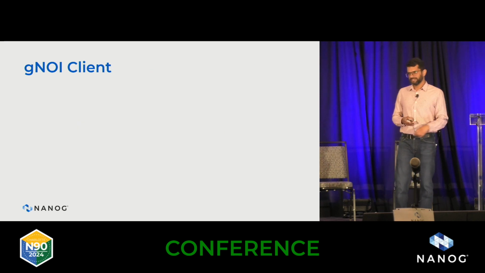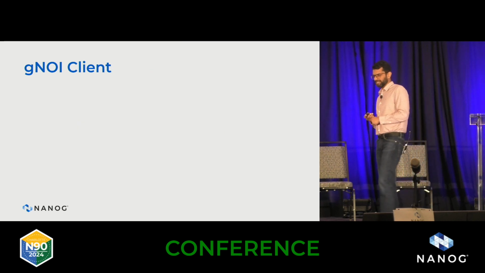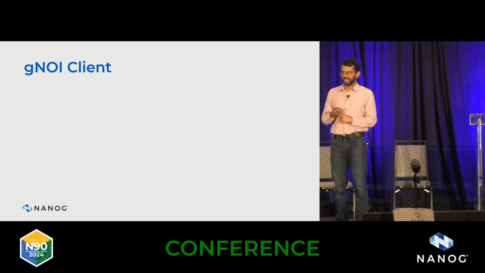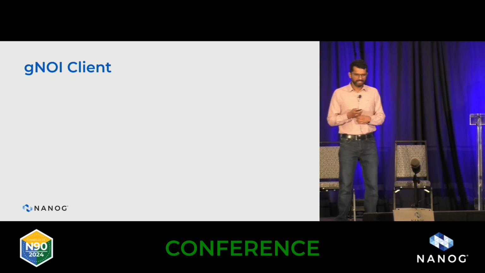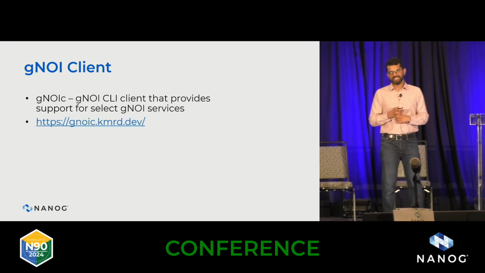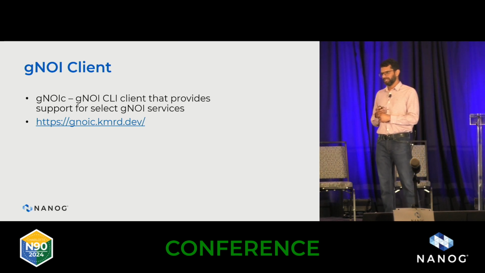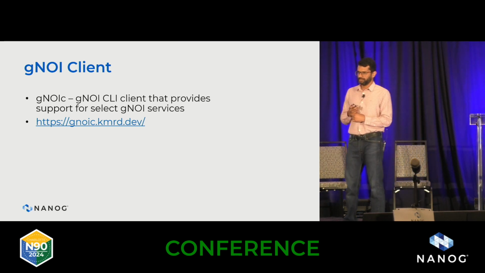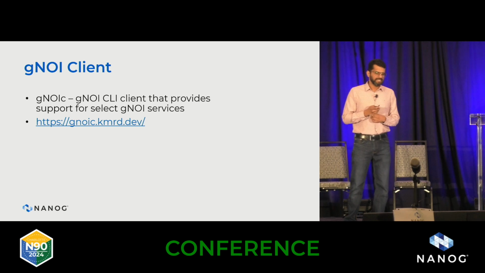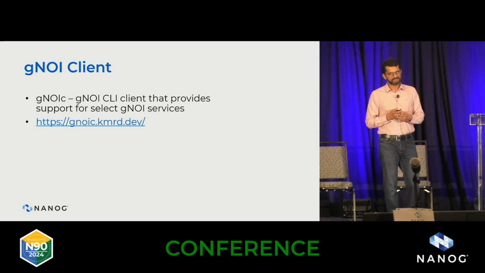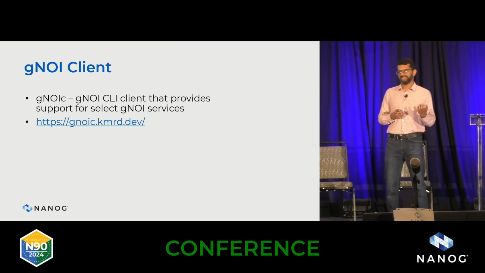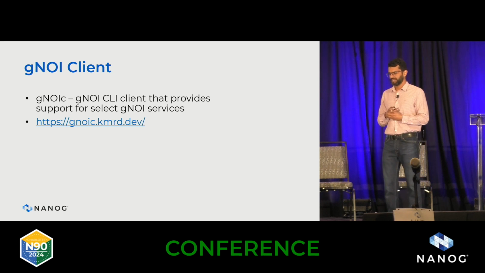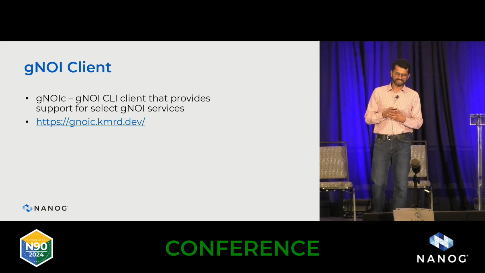Now all these services are good, but we need a client. Right? We need a client that understands gNOI, that talks gNOI. There is a client called gnoic that's developed by Nokia and available for free to download and use, no licensing. That understands gNOI services, and that can be used to send these RPCs to a target router. So it's freely available to download at this link.